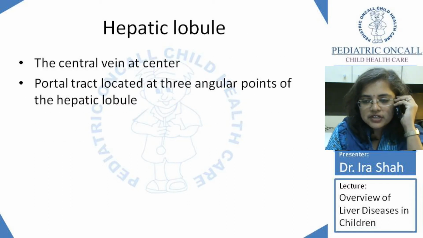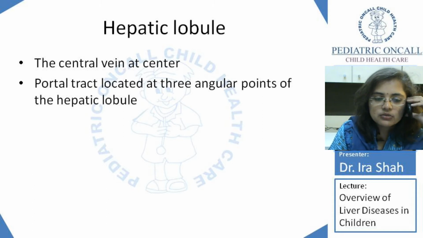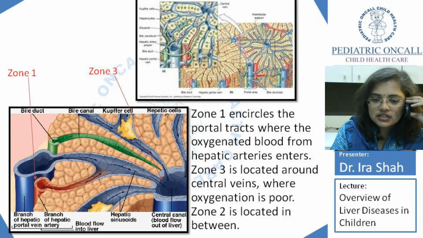Then if we cut the liver and look at it under the microscope, we find a hepatic lobule. The central vein is at the center, and the portal tract, the triad of the hepatic artery, portal vein and common bile duct, are at the angles of the lobule. This is the picture of the lobule, in which you can see the center is the vein. On the side you can see the red color is the hepatic artery, the blue color is the portal vein. Both are going into the central vein. On the sides the brown color is the hepatocytes and the green color is the bile duct. So this is your hepatic lobule, and there are zones.